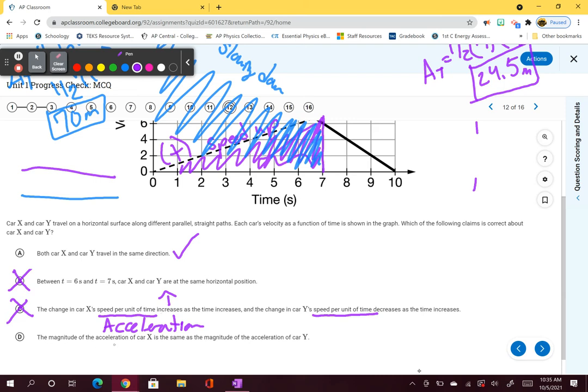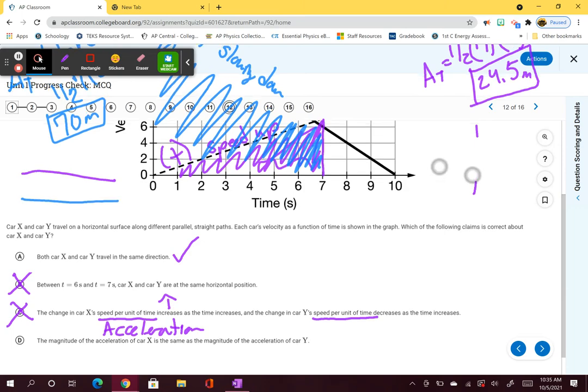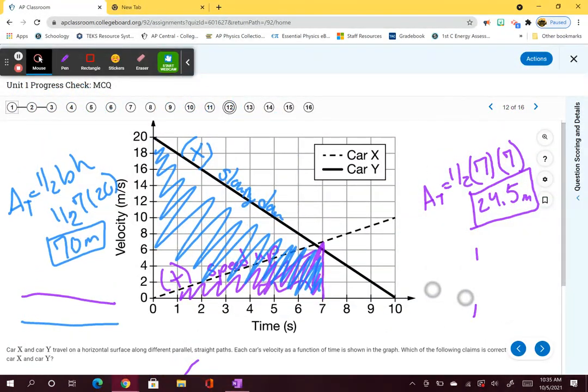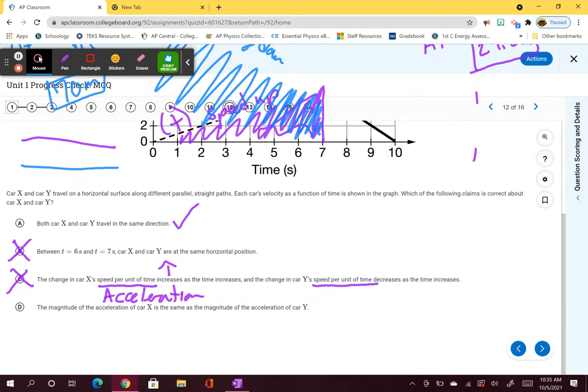B says the magnitude of acceleration of car X is the same as the magnitude of acceleration of car Y. So it's saying that your slopes are the same, and we can look at that and tell that our slopes are not the same. So our answer choice is A.